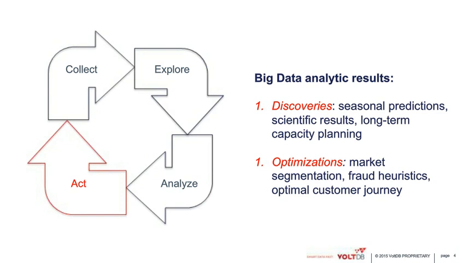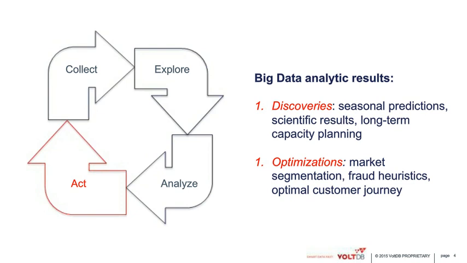The first are discoveries. These are big, one-off learnings. If you want to know, for example, if the planet is warming, you might look at a lot of data and see if you can make a big data discovery. Seasonal predictions, scientific results, long-term capacity planning. These are outcomes that usually need some kind of a human process to complete. This is knowledge, and to act on this knowledge requires us to create a business or a political effort or a planning effort.